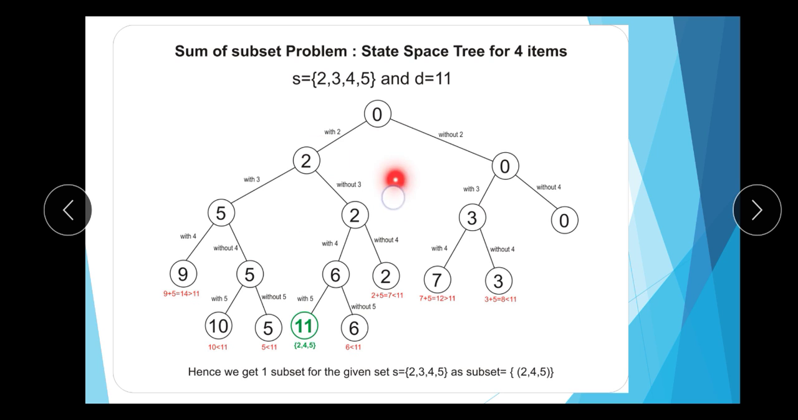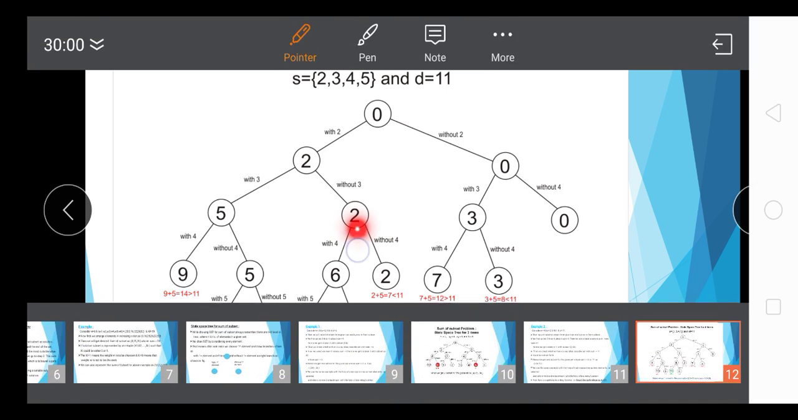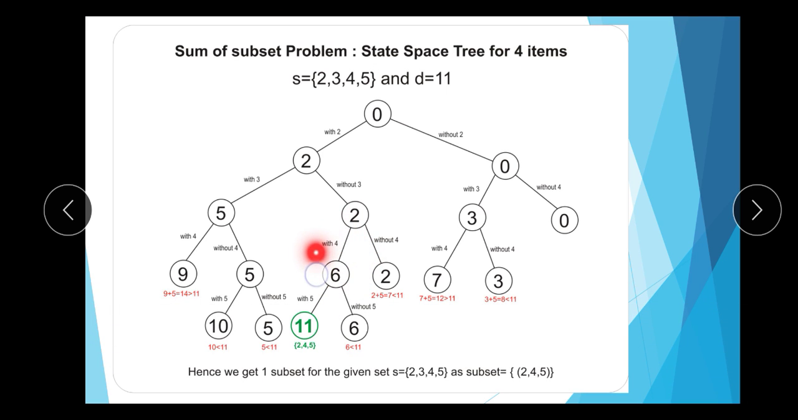Now without 3 we have 2. Now we choose with 4. With 4 we have 2 plus 4, 6, and without 4 this is again 2. With 4 that is 2 plus 4, 6. Now we choose the next element 5. So with 5, 6 plus 5 we get 11. That is our solution. So we form the first subset 2, 4, 5. Without 5 again 6, which is less than 11. So we bound this path. Without 4, if we add 5, the next element, we get 7, which is less than 11. So we again bound this path.